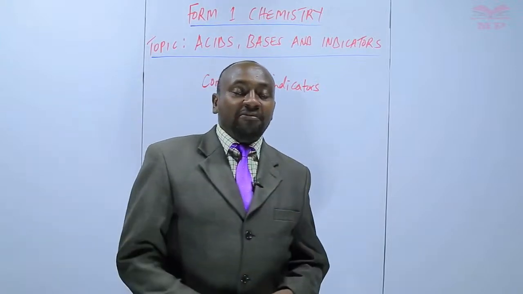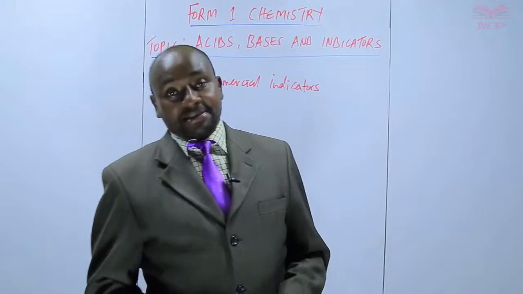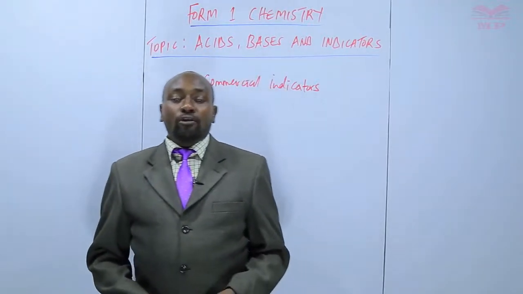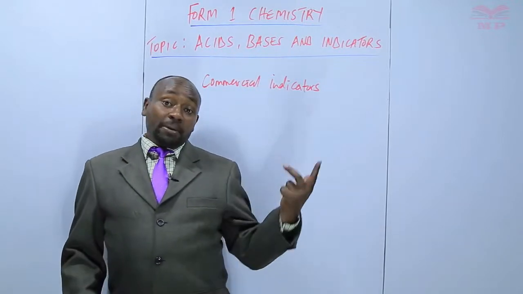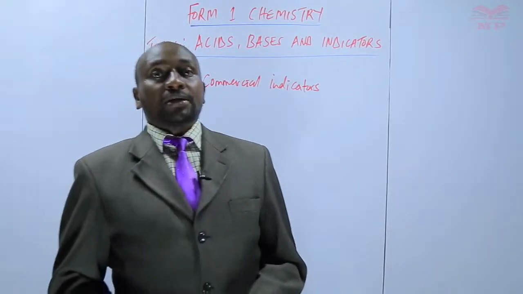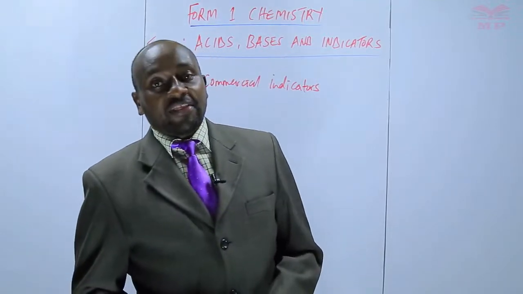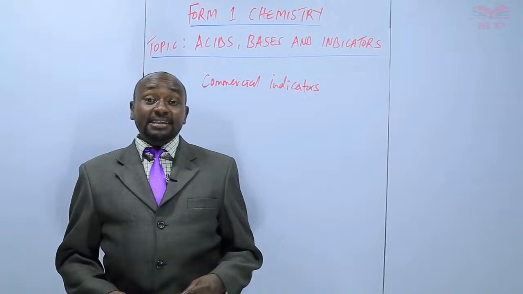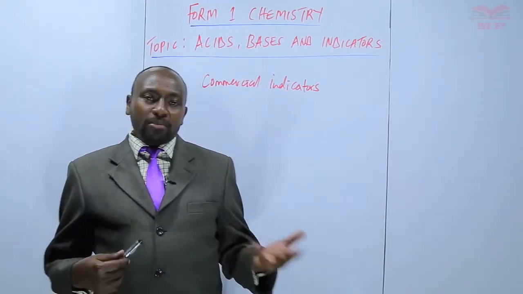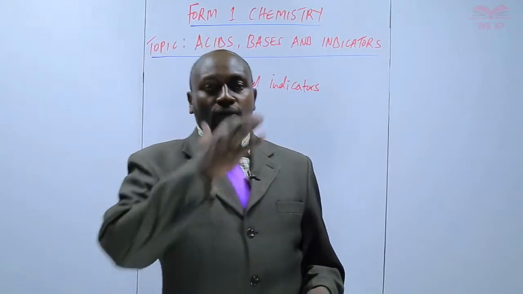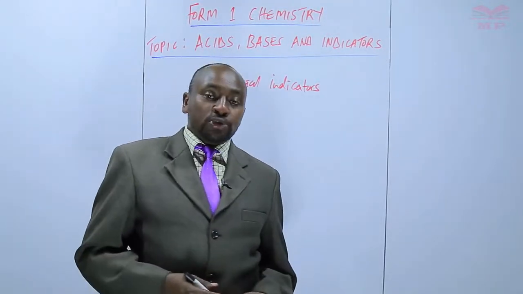And we'll have various examples. We have, for example, an indicator that is called litmus. Litmus can either be in form of a solution called litmus solution, or in form of a paper called litmus paper. We have other commercial indicators such as methyl orange, phenolphthalein, screened methyl orange, and bromothymol blue. So there are several, but of course, we'll only mention the common ones, the ones that are commonly used in our laboratory.